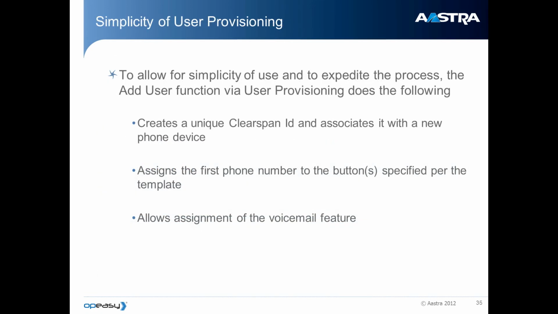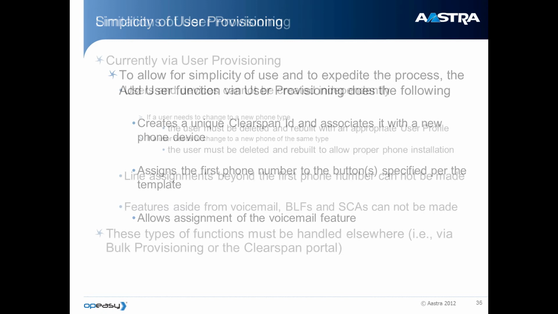Simplicity of user provisioning. This is to allow for simplicity of use and expedite the process. The Add User function via the user provisioning does the following: creates a unique ClearSpan ID and then associates it with a new phone device. It also assigns the phone number to the button specified per the template that was predefined. It will also allow assignment of the voicemail feature.